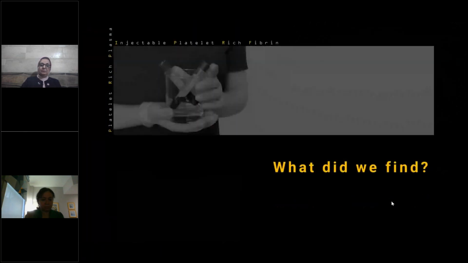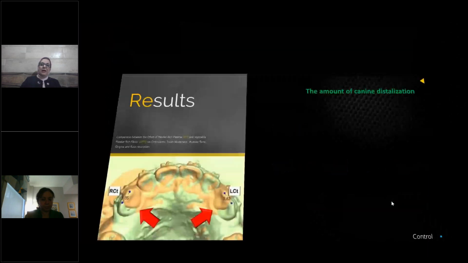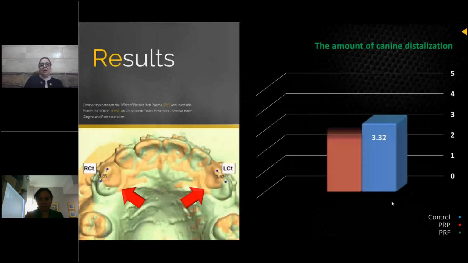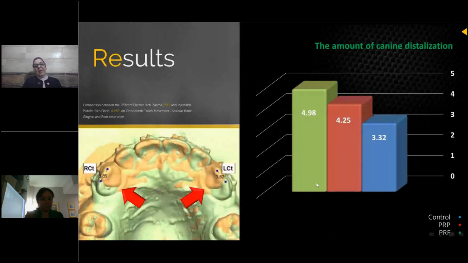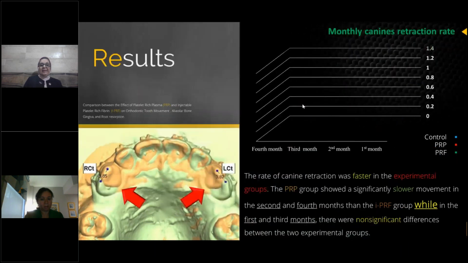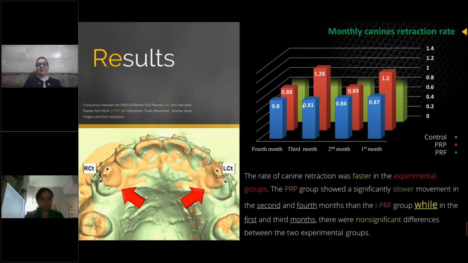What did we find? Regarding the amount of canine distalization, there were significant differences in the canine retraction. The control group was the lowest, and the most canine retraction we obtained was by the PRF group. The rate of canine retraction was faster in the experimental groups, PRP and PRF.